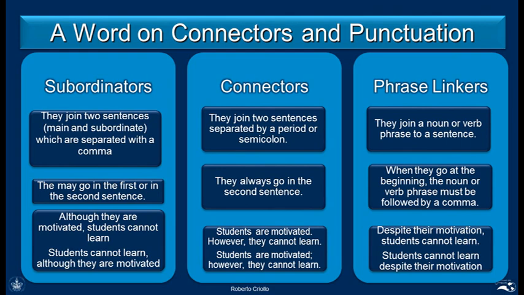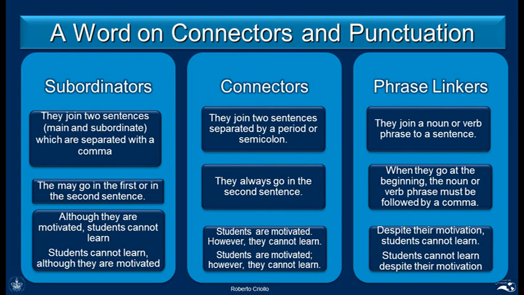Now, let's look at the last kind of linking words and expressions. These are called phrase linkers. And phrase linkers are very special because they join a noun or a verb phrase to a sentence. They go at the beginning, or they could go in the second part, but something very important that we need to remember is that when they go at the beginning, the noun or the verb phrase must be followed by a comma. Let's see the two different ways in which we can do this.